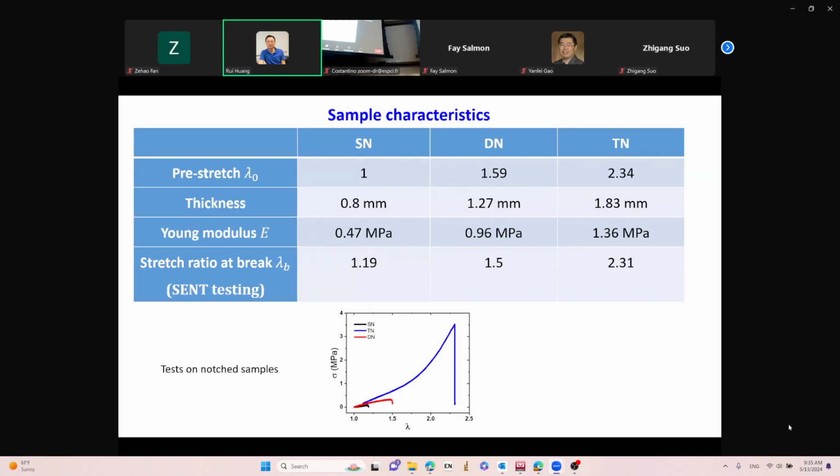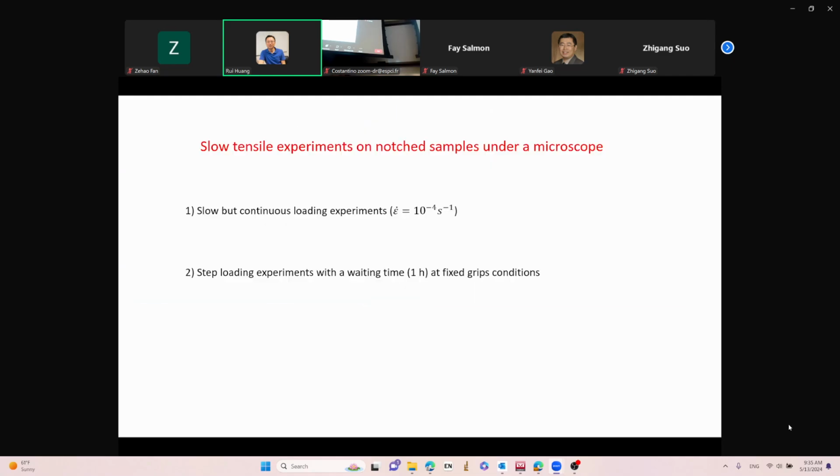These results are not new. We've been working on this and obtained this result 10 years ago. What I'm going to show you, though, is two different ways of doing the experiment. A very slow experiment. Instead of just pulling and breaking, we're going to do a really slow, 10 to the -4 strain rate, to actually be able to look at what happens. And we're going to do a step loading experiment.